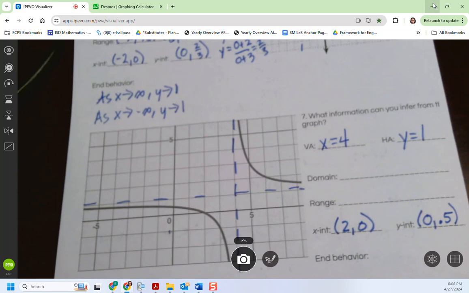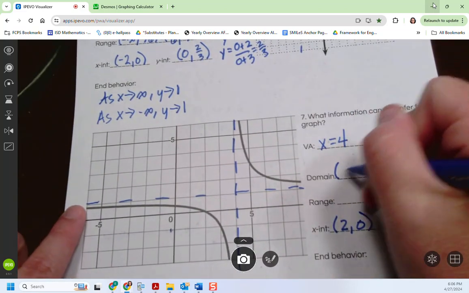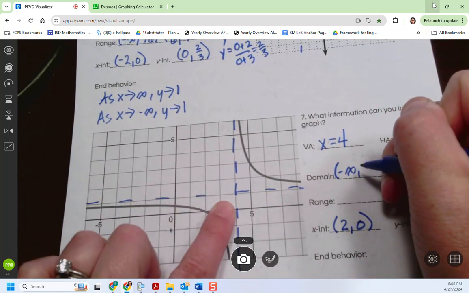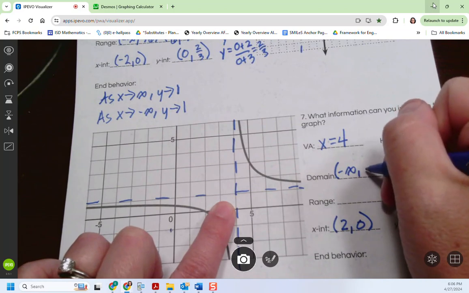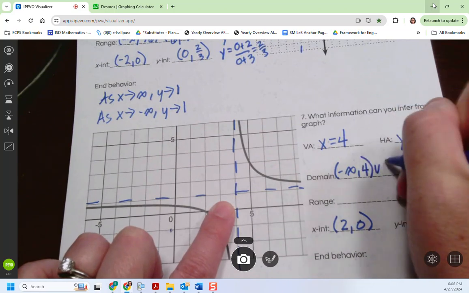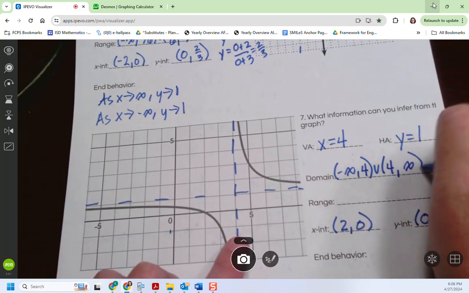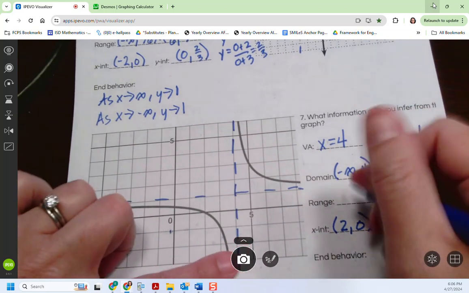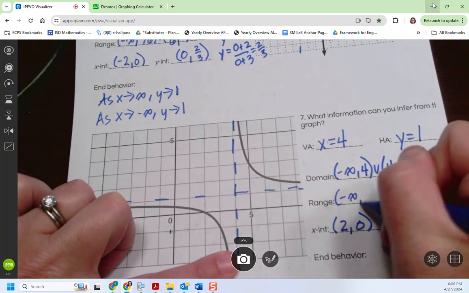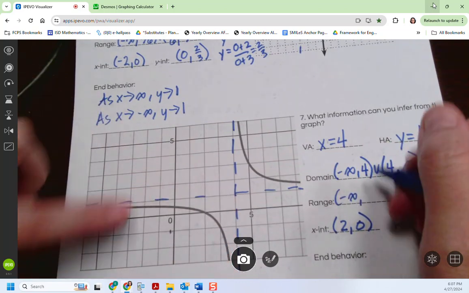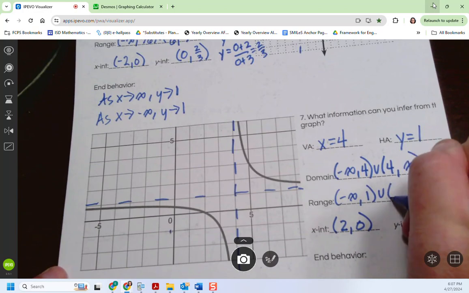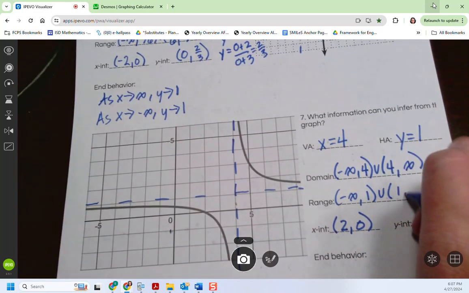So for my domain, it's going to go from negative infinity until my vertical asymptote at 4. And then pick up right after that asymptote and go to infinity. My range is going to be negative infinity till my horizontal asymptote at 1, and then it's going to go from 1 up to infinity.